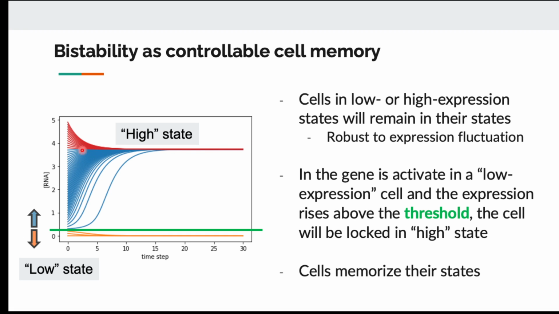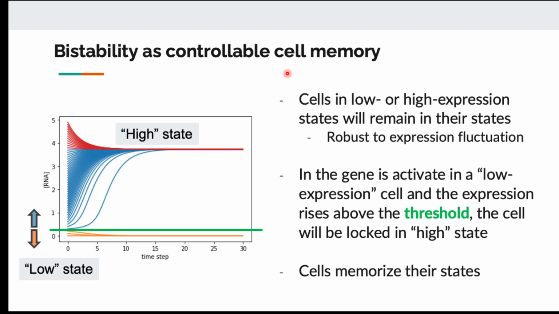Similarly, if you start with a cell in a high state, and you repress the expression of the gene until it becomes very low, and you stop the repression, the cell will not bounce back. The cell will remain in the low state. So this is the way that cells can memorize their own transcriptional state without having the stimulus all the time.